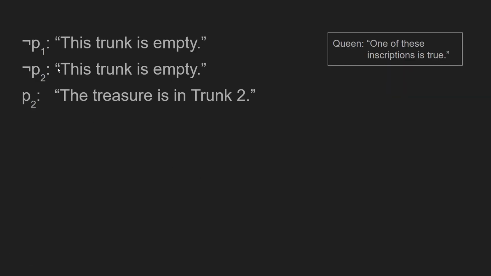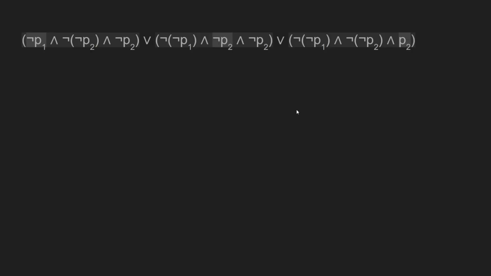Let's see. We derive the sentences like this. Trunk 1 says not P1, this trunk is empty. Trunk 2 says not P2, this trunk is empty. And trunk 3 says P2, the treasure is in trunk 2. And remember, the queen always tells the truth, so one of these inscriptions is true and the other two are false. So like this, we make these sentences into statements.